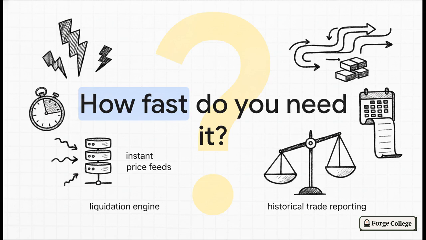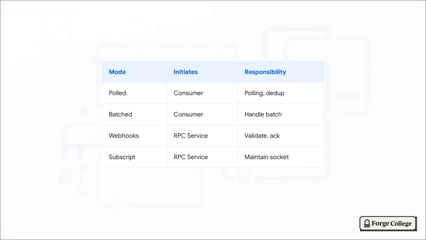But a pipeline doing historical trade reporting, that cares way more about throughput and can totally tolerate a bit of delay. Let's look at the operational trade-offs for each delivery mode. Notice how the responsibility shifts here. With polled or batched RPC, you, the consumer, initiate the request. You're doing the polling, the deduplication, the parsing. But with webhooks or subscriptions, the RPC service initiates the delivery. That means the enrichment happens upstream. Your consumer's responsibility fundamentally changes based on the mode you choose, shifting towards things like validation, acknowledgements, or maintaining complex socket connections.